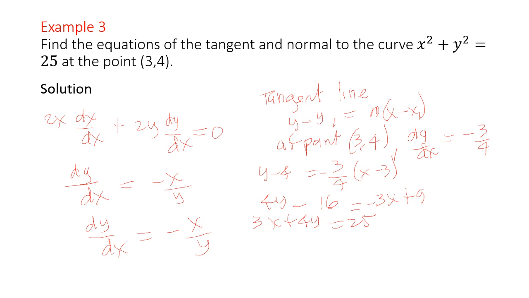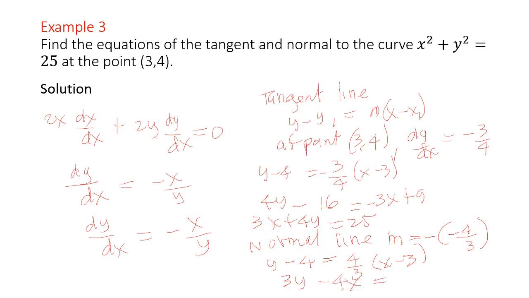For the normal line, m is equal to 4/3. So y minus 4 equals 4/3 times x minus 3. Simplifying this, 3y minus 4x equals 0.